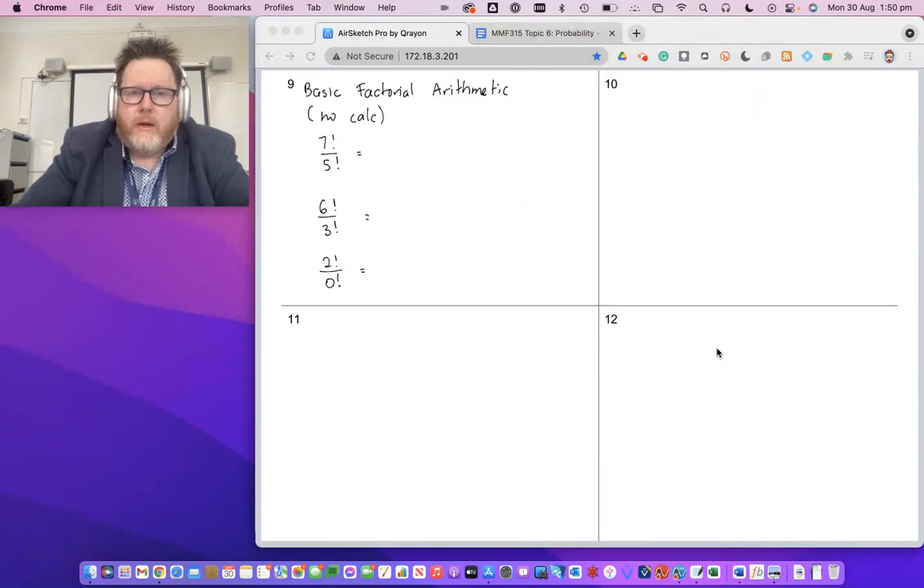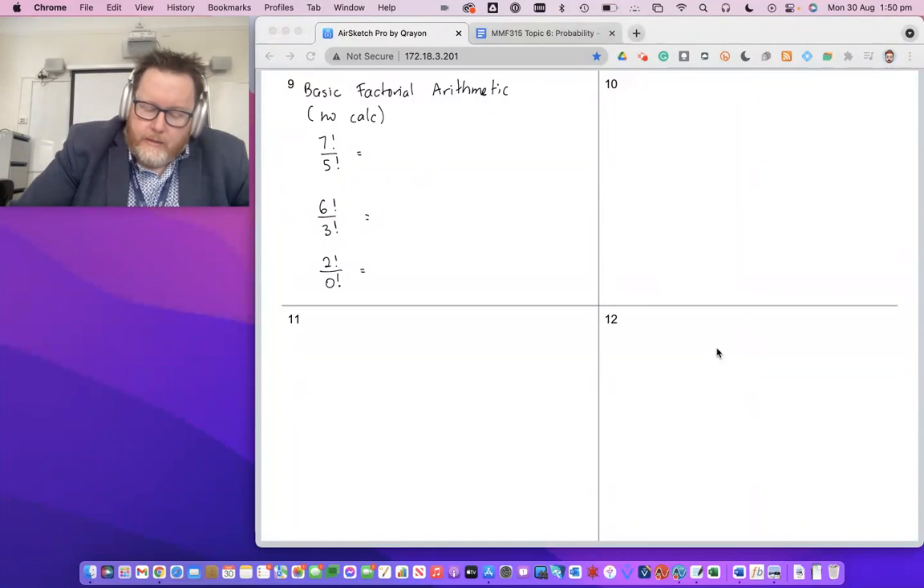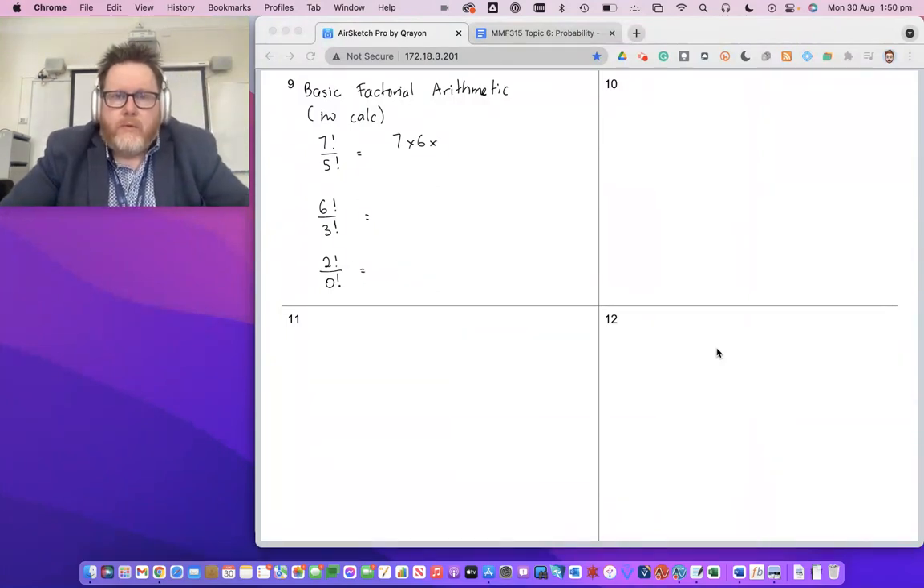So 7 factorial divided by 5 factorial. Let's have a look at this without using a calculator. So 7 factorial is 7 times 6 times, and now I'll just put 5 times 4 times 3 times 2 times 1. But 5 times 4 times 3 times 2 times 1 is just 5 factorial.